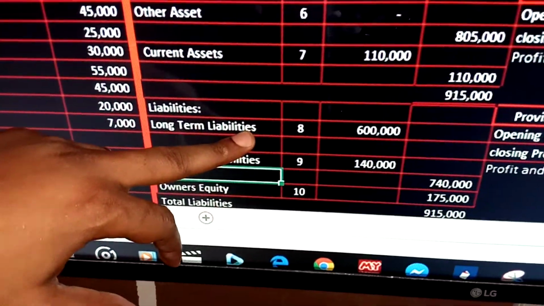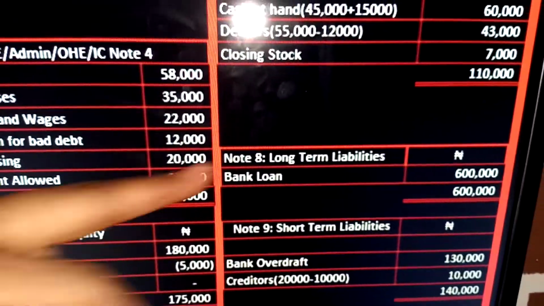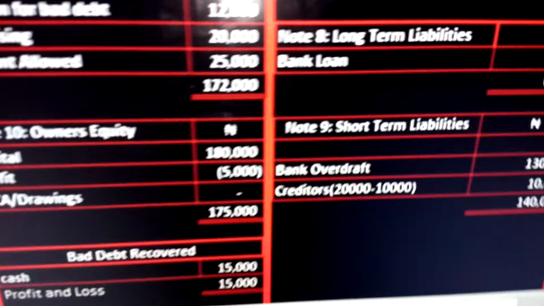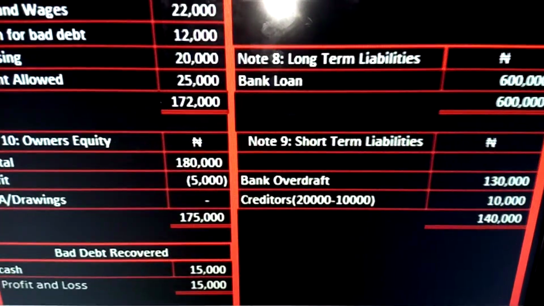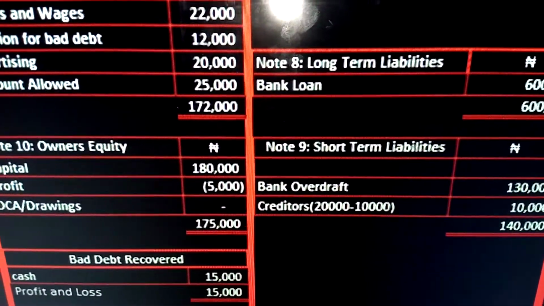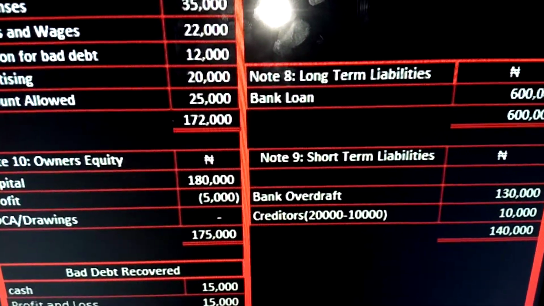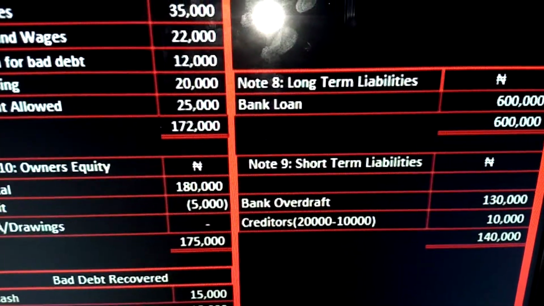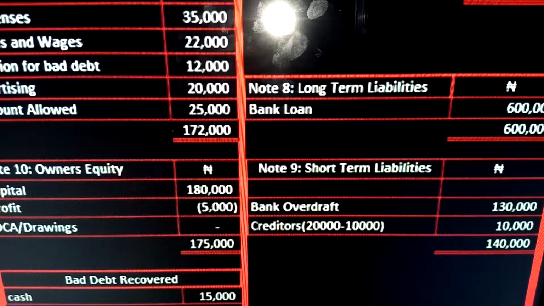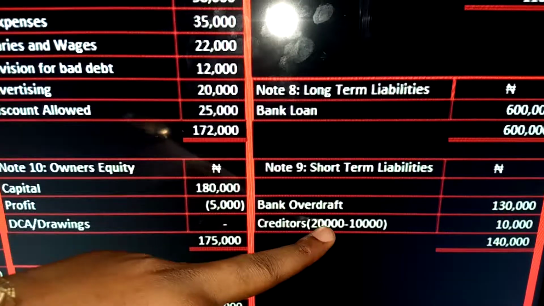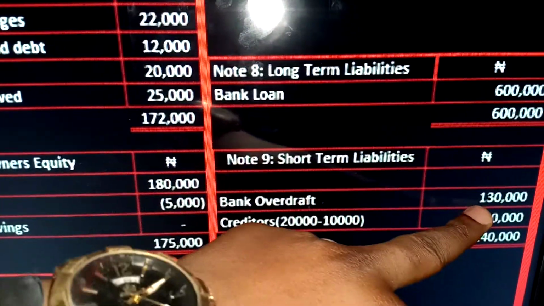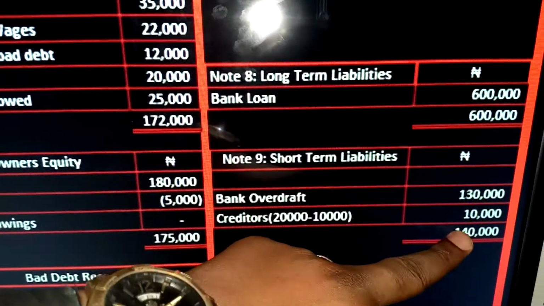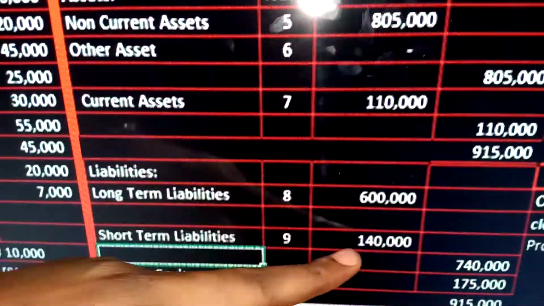The next one is your liabilities. Long-term liabilities, we have it as a bank loan. You can see bank loan there, 600,000. Then we have short-term liabilities. Bank overdraft is in the question, 130. Then creditors will be affected because we made provision for discount received. I told you, when there's provision for discount received, the provision made at the end of the year is deducted from creditors. So we have provision for discount received increased to 10,000 at the end of the year. So it will be 20,000, the value of creditors in the question, minus the 10,000 provision made. That is 10,000. So when you add bank overdraft plus creditors adjusted, you have 140,000. That's what you have here as short-term liabilities.